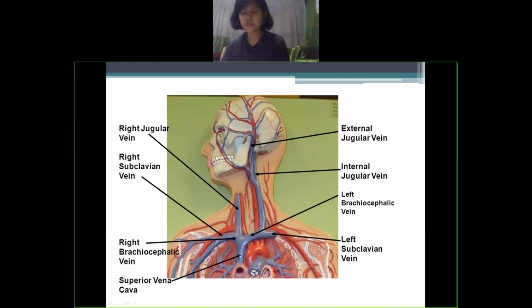Okay, is it clear till here? Yes or no? Internal jugular vein is a bit complicated.